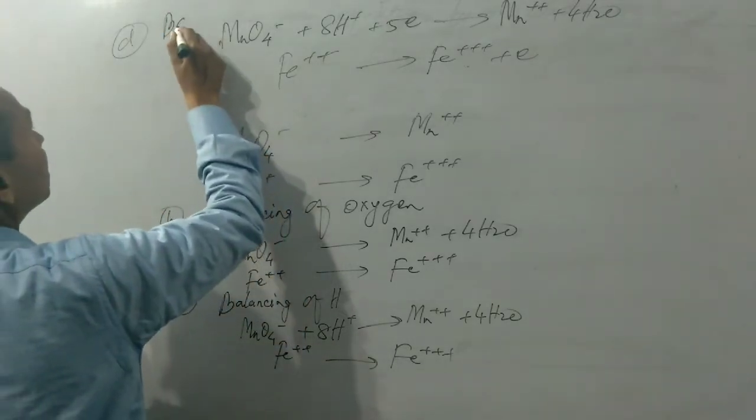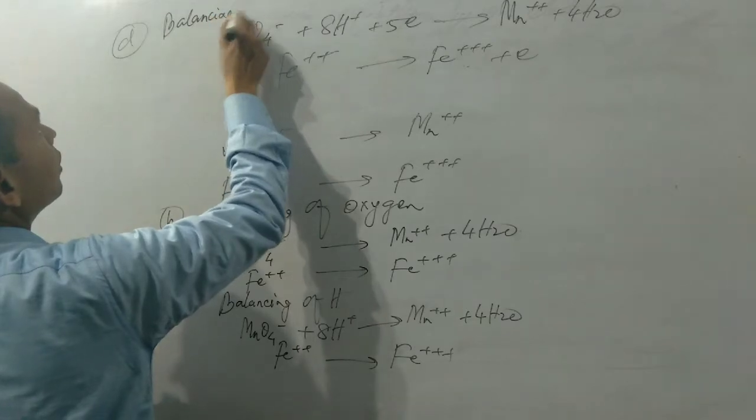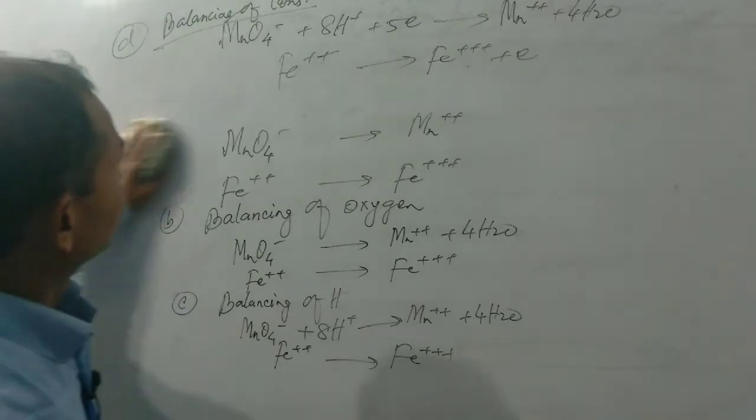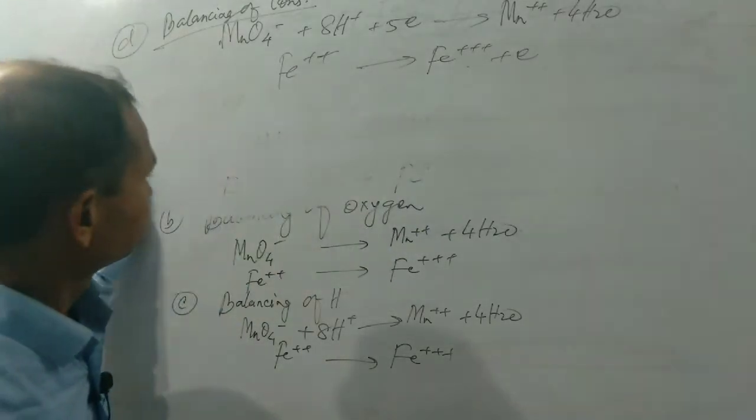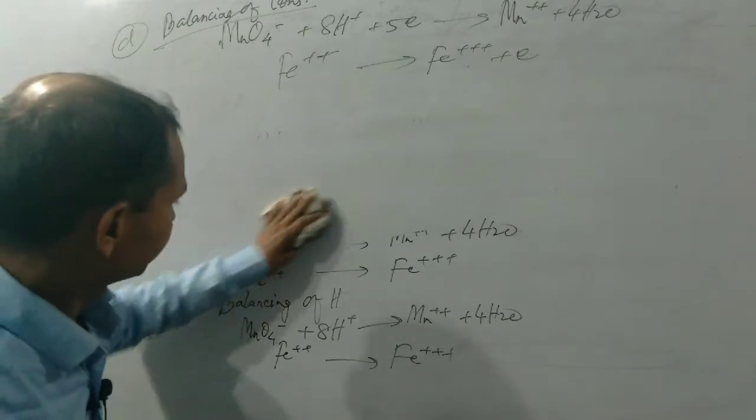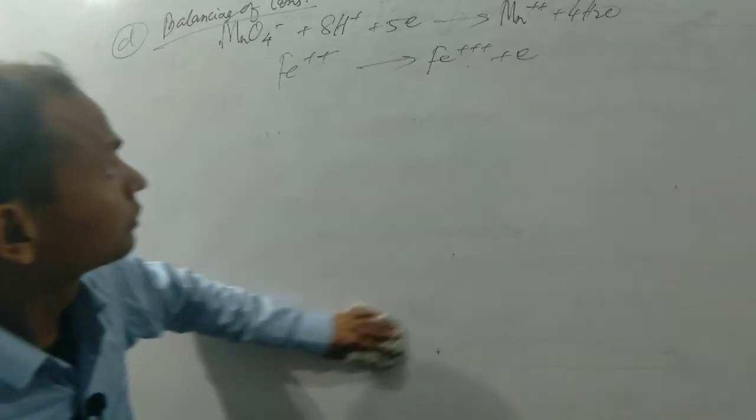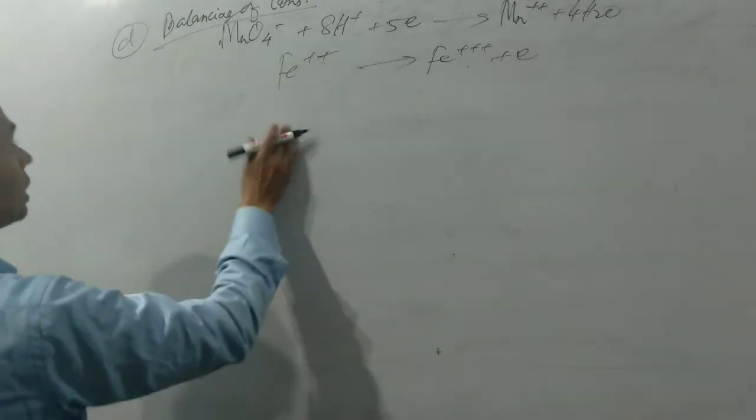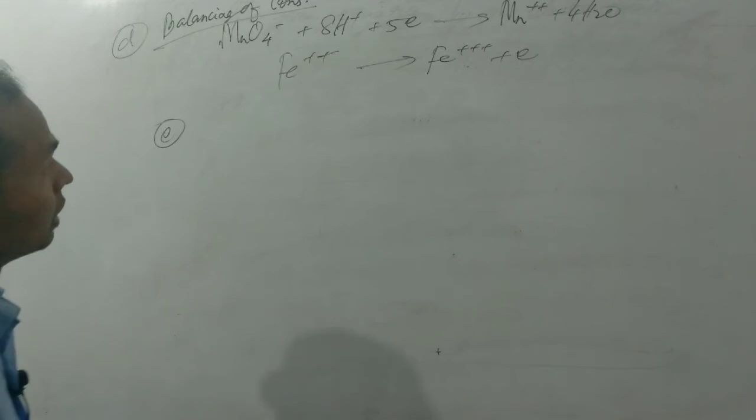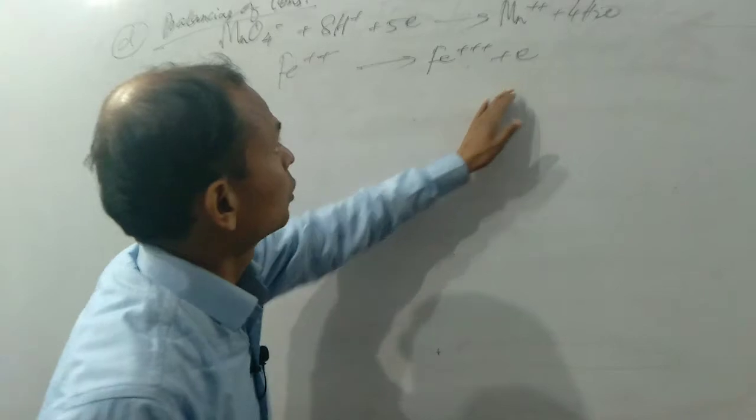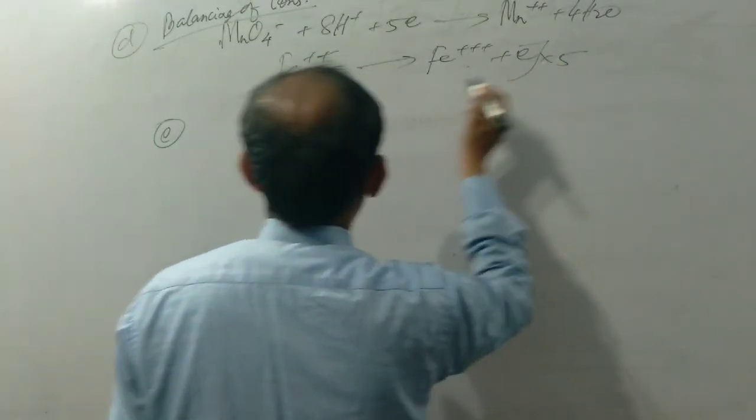We can write balancing of ion. Another step will be represented as the balancing of electron. 5 electrons in the left side and 1 electron in the right, so we can multiply it by 5.